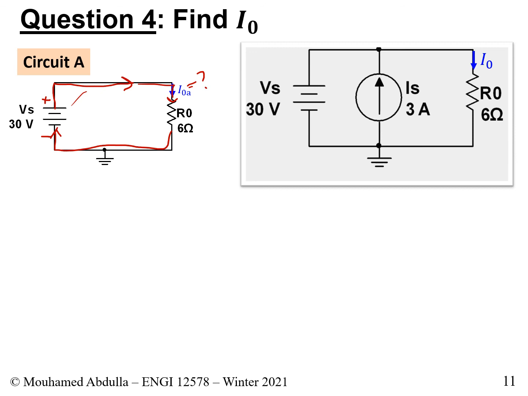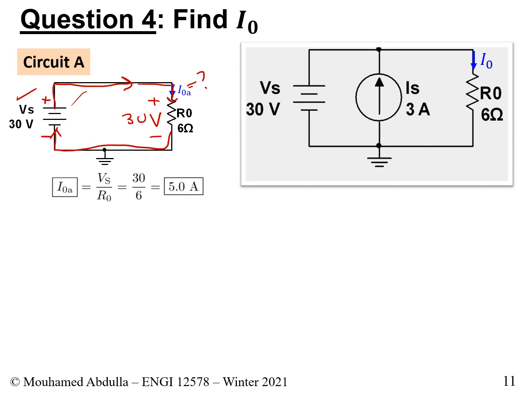So we have the voltage, we have the resistance. The same voltage will be here. If it's 30 volts, this will also be 30 volts. Okay, so we have the voltage, we have the resistance, we just want the current. Therefore, we could simply use Ohm's law to do this, and this is very straightforward. So through Ohm's law, we know that I0A, for the circuit A, is equal to the voltage, Vs, which is 30 volts, over R0, which is 6, and we get 5 amps for the current that flows into R0 for circuit A.